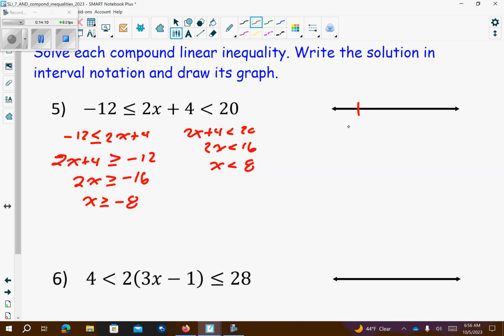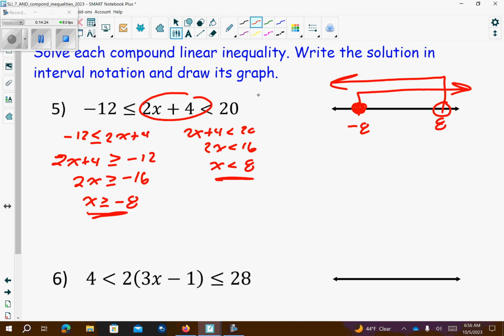So this is going to go from -8 to +8. I want a solid dot on the 8, and it's going to go to the right. Remember, the arrow points the direction we go. And I want an open dot on this 8, and it's going to go this way. This is an AND problem because this was together. It has to be AND. So it's the overlap. So where does the overlap exist? Well, it's a hard bracket on -8 and a parenthesis on 8. And there's our answer.